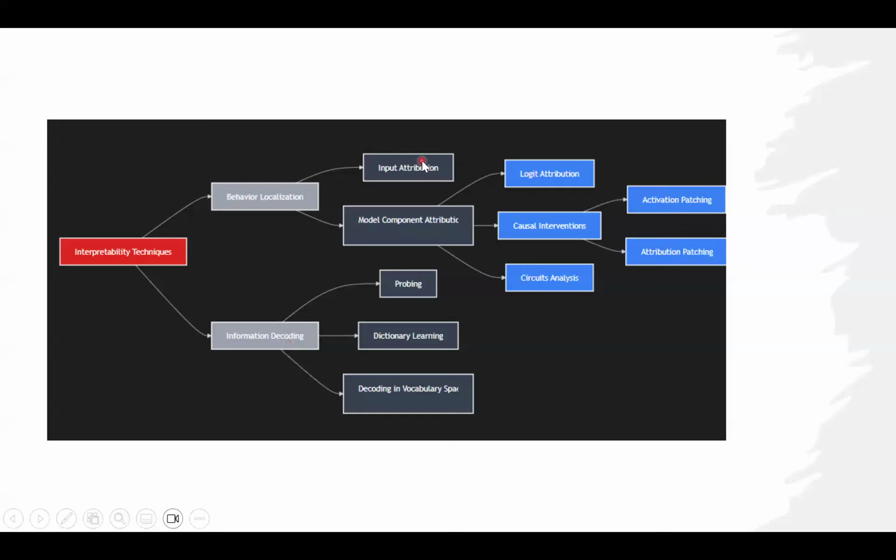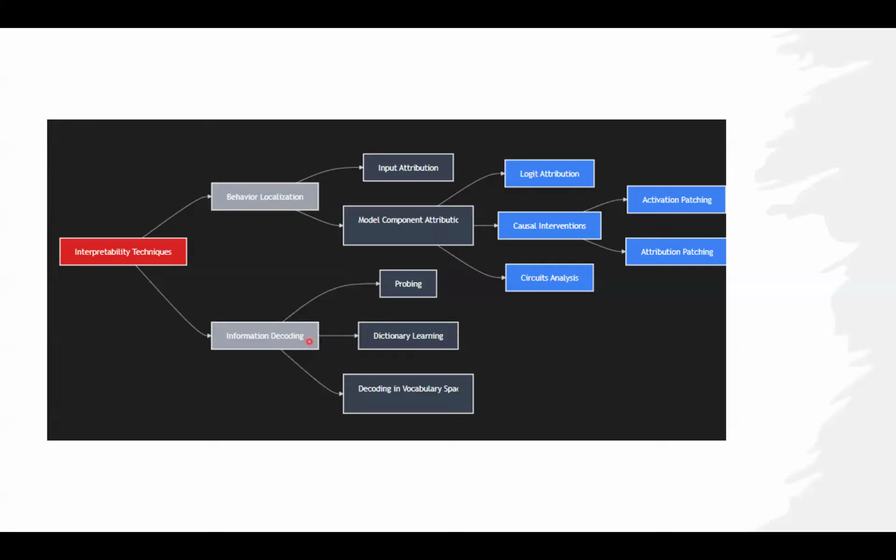So in behavior localization, we have input attribution, to check which input token or input position is influencing the generation of the output. Then you have model component attribution. So you have logit attribution, causal intervention, and circuit analysis. I'm not covering circuit analysis today. I would cover logit attribution and activation patching. So these are two methods to localize the components which are responsible for generating a particular output.